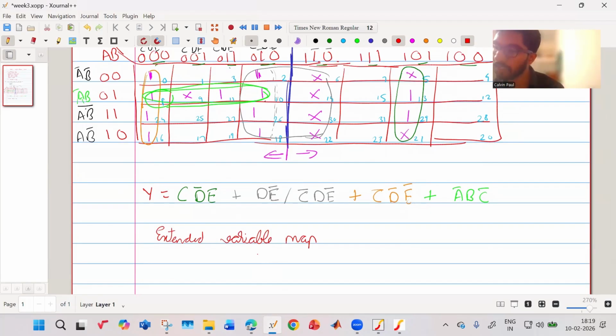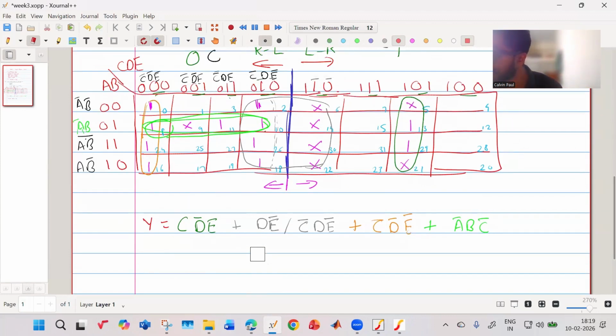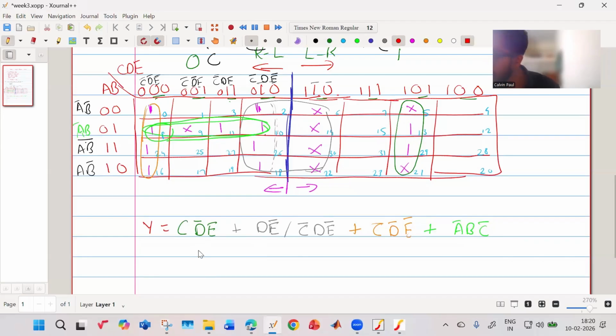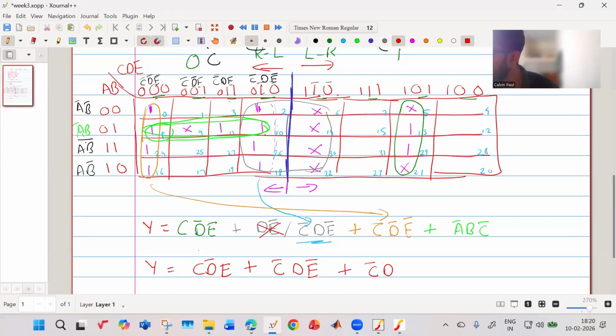Okay, so let me say, first of all, there's one issue over here, something that can be simplified. So this one corresponds to this, right? And this one corresponds to this. Okay, so if you will write your y, what is it? C d bar e. I am not using this because it is don't care, so I'm just using plus c bar d e bar plus c bar d bar e bar plus a bar b c bar.